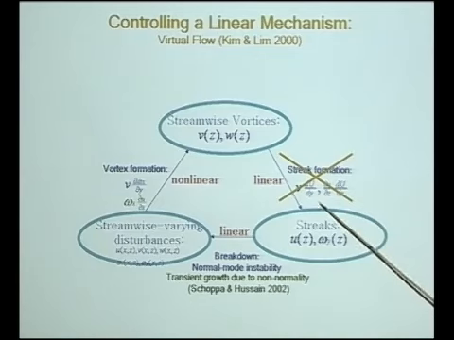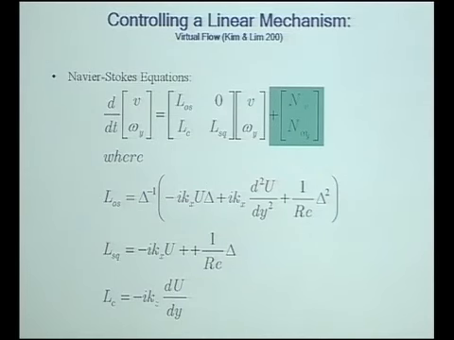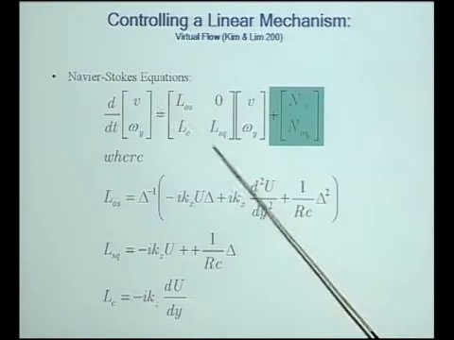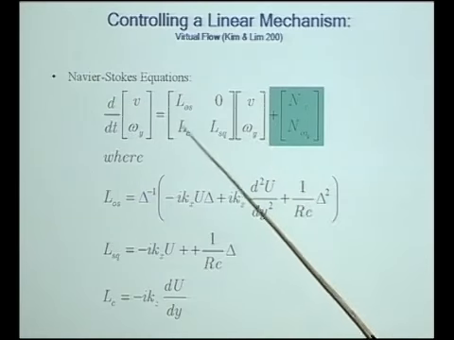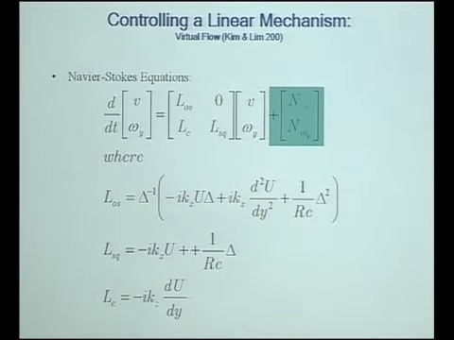You can think of this as a kind of artificial flow, or later on we can talk about it as somehow having a control mechanism that actually prevents the creation of the streak from a streamwise roll. So this is what we call the virtual flow, and this is how you do that.